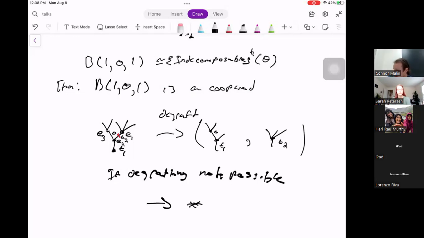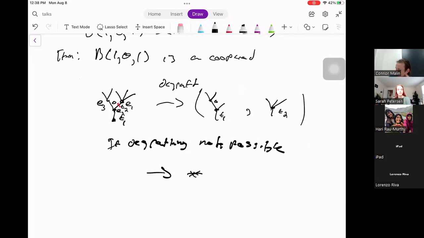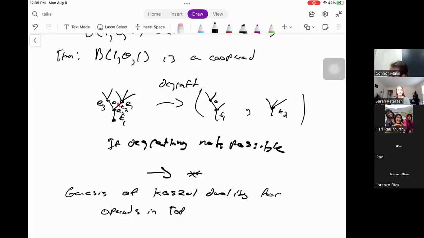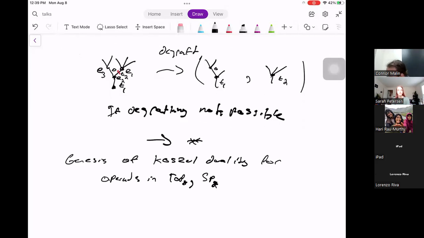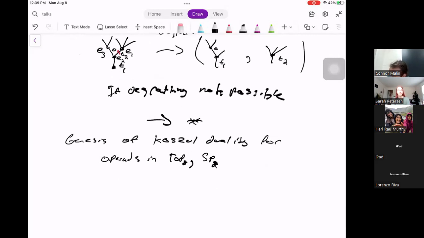And this is basically the genesis of Koszul duality for operads in spaces and spectra. Well, more so in spectra. It turns out Koszul duality isn't super well behaved in Top. It is in spectra. So let me define Koszul duality.